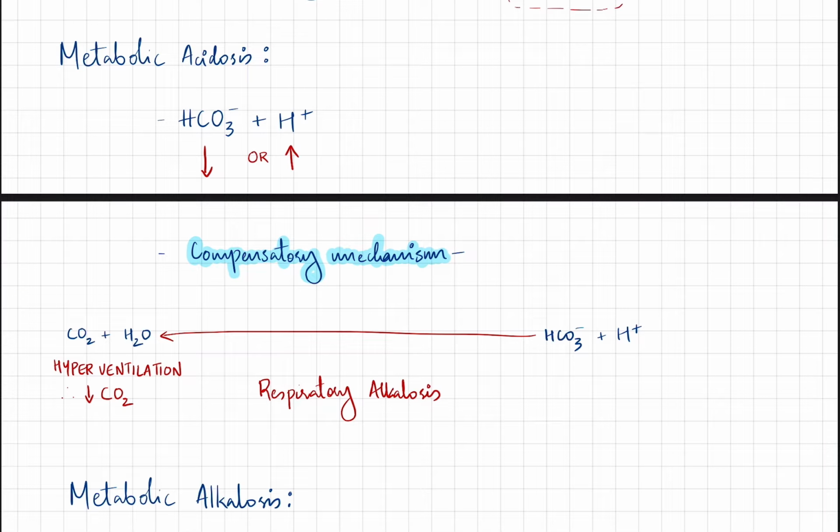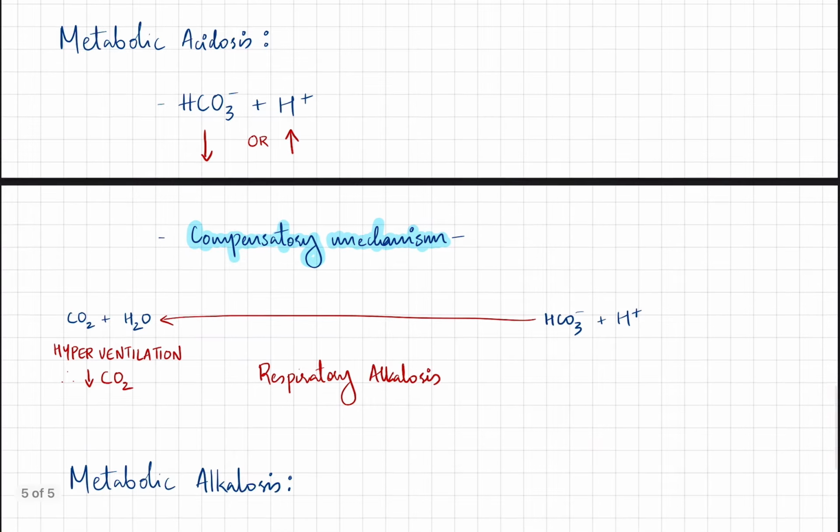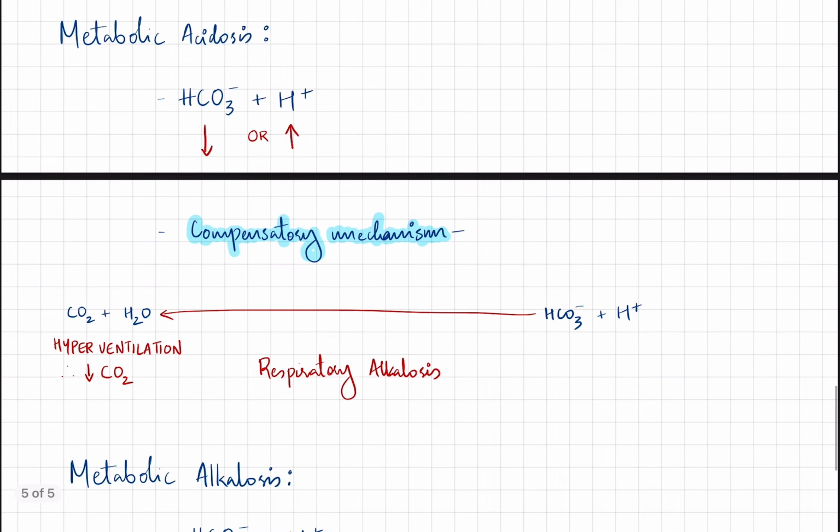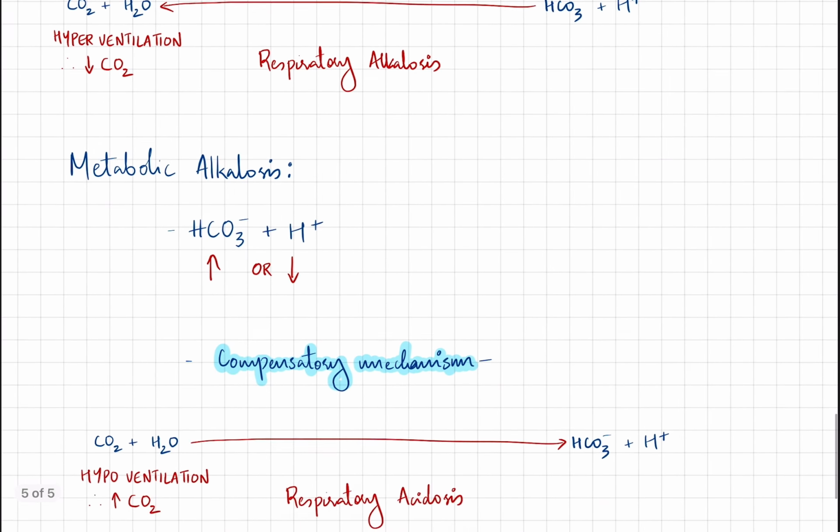So the body, as a compensatory mechanism, will hyperventilate and cause a decreased CO2 level. Then that way the H plus ion and bicarbonate ion would combine to produce an increase in the CO2, and in this way the increased H plus ion will get compensated. So what happens in metabolic acidosis, the respiratory system compensates by creating an image of respiratory alkalosis. In that way the increased H plus would get consumed.